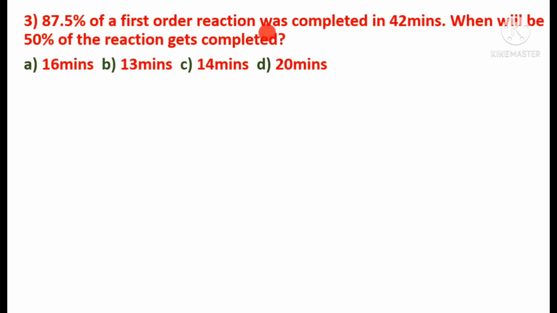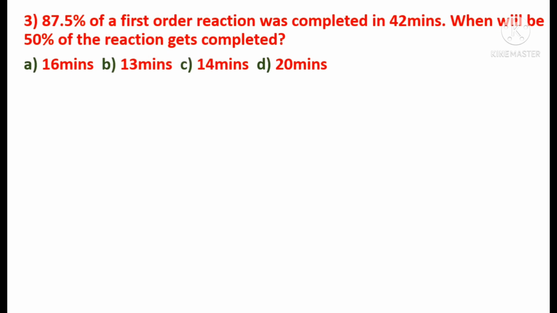Read the question, students. 87.5% of a first order reaction was completed in 42 minutes. When will 50% of the reaction get completed? In the problem it's given that 87.5% of a first order reaction has got completed in 42 minutes, and you are asked to find at what time 50% of the reaction gets completed. 50% means half, is it not? That means half life. They are asking you to find out the half life of this particular reaction.